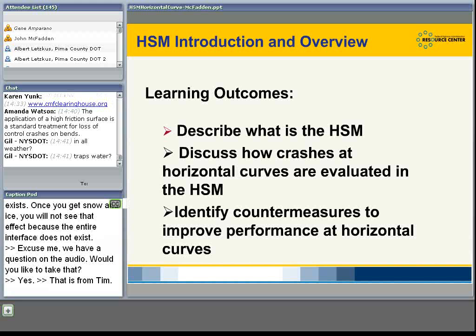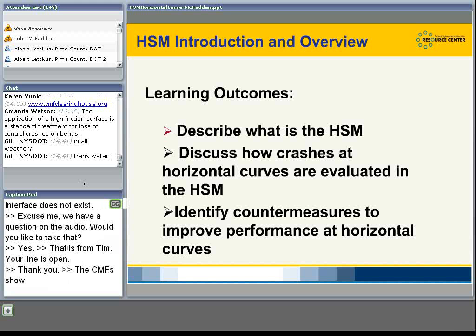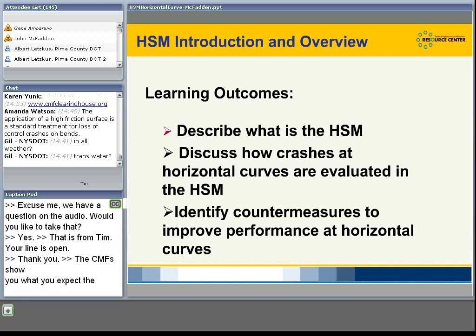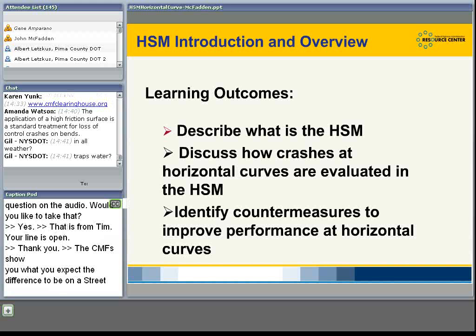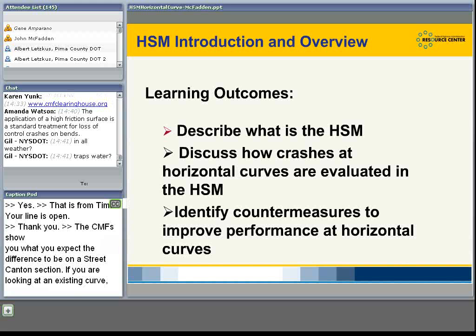And I think that's the key there. A CMF has not been developed for pavement friction, surface friction, but that doesn't mean it won't come to surface in a future edition of the Highway Safety Manual. As a matter of fact, in my opinion, it will be available at some time in the future.